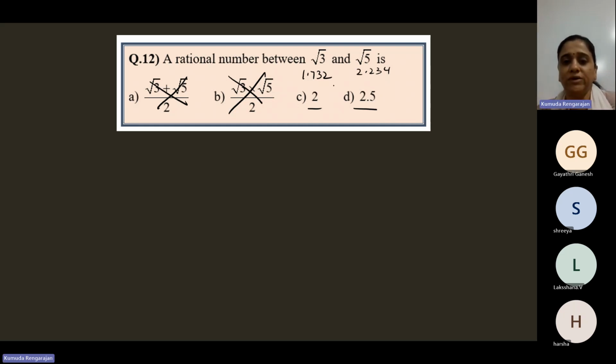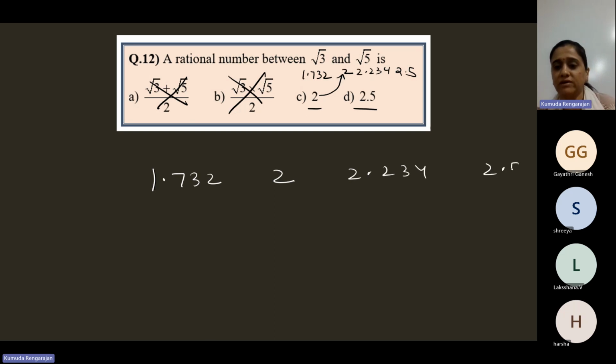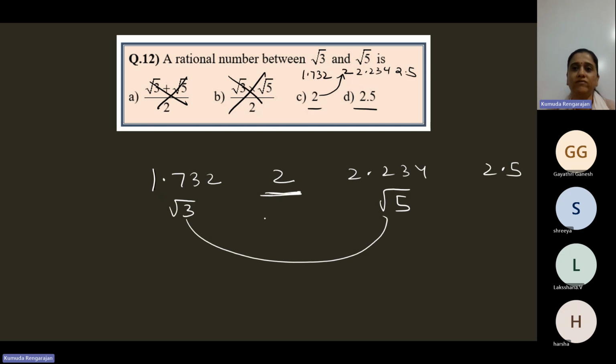So now, which is the value between these two? 2, right? 2.5 is after 2.234. It's beyond this. On the number line: 1.732, then 2, then 2.234, then 2.5. This is root 3 and this is root 5. So between root 3 and root 5, we have 2. But 2.5 is beyond root 5. So the correct option is C.